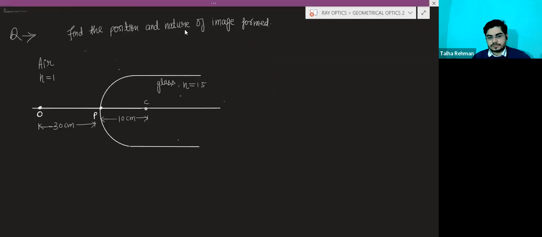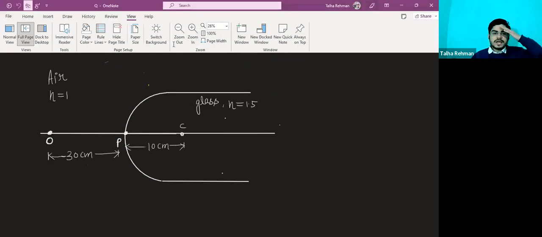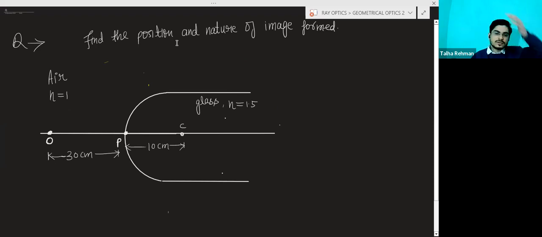So there is one question on it. Find the position and the nature of the image formed.